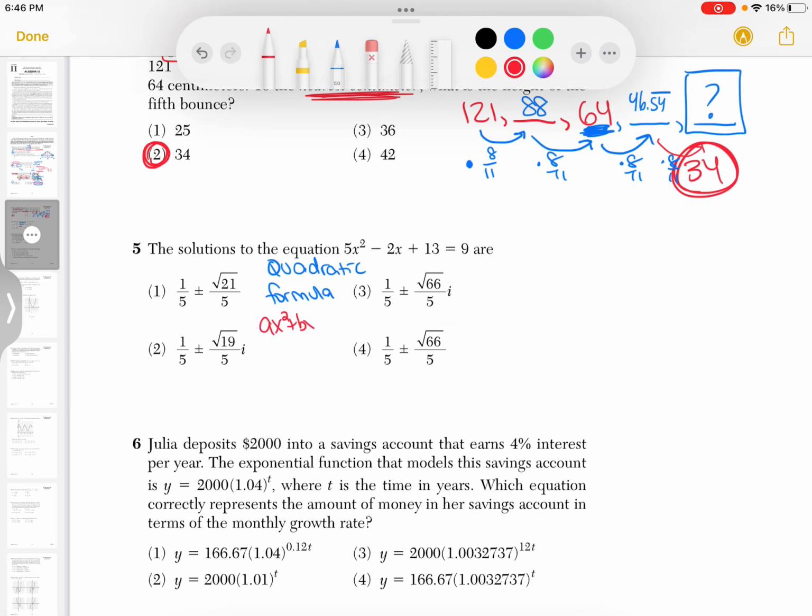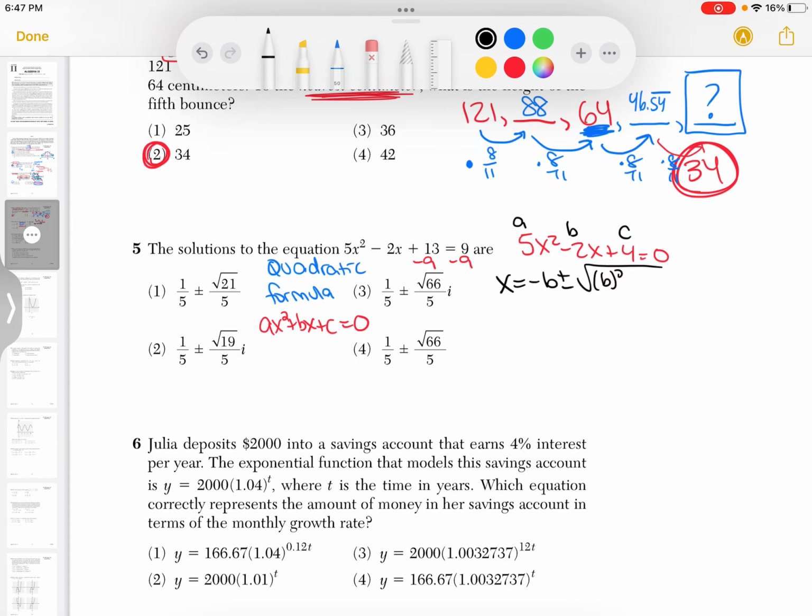Okay, now to use the quadratic formula, I need to be in this ax squared plus bx plus c format, and it has to be equal to 0, and it's not right now. So my first step is to subtract the 9 from both sides. And I end up with 5x squared minus 2x plus 4 equals 0. So that means a is 5, b is negative 2, and c is 4.